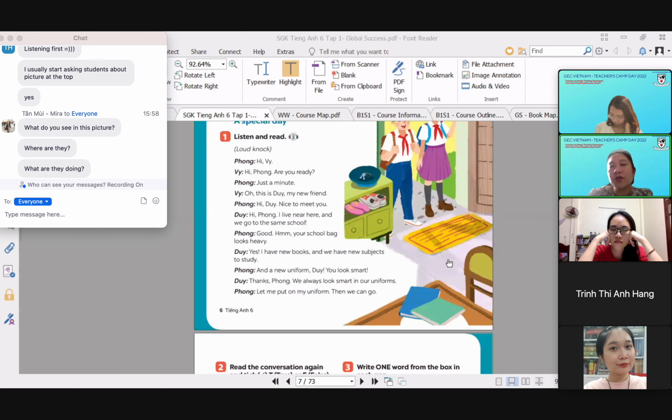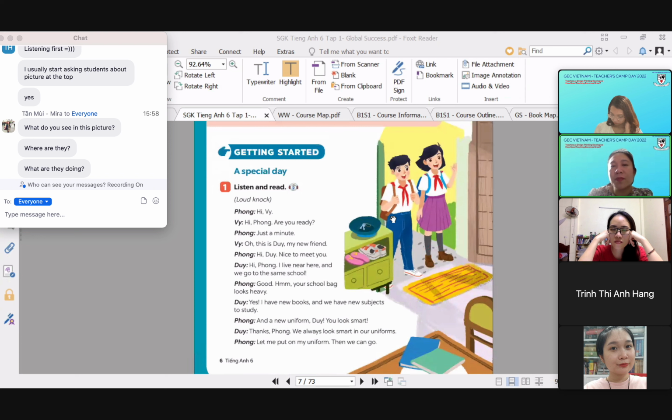Yeah, we don't need to spend much time on the warm-up activity. Yeah, thank you. Okay, what do you see in the picture? What are they doing? Yes, they are very calm questions.